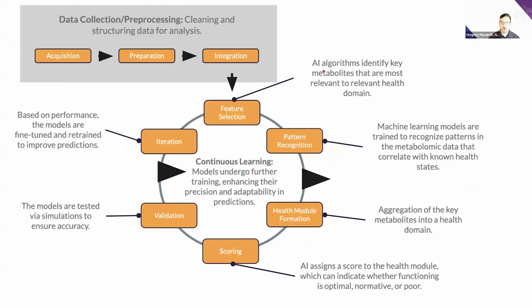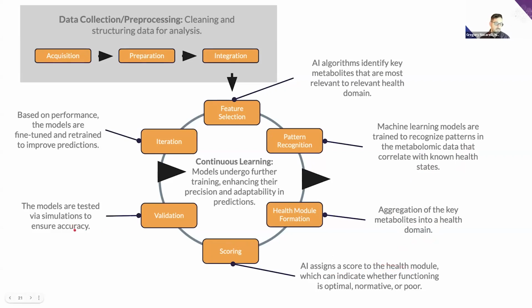First, we use artificial intelligence algorithms to identify key metabolites that are most relevant to health domains. We then use pattern recognition, training machine learning models to recognize the metabolomic data that correlate with known health states. We then aggregate the key metabolites into a health domain. And then we use artificial intelligence to assign scores to a health module, which can indicate whether there's poor functioning, normal functioning, or optimal functioning of a health domain.